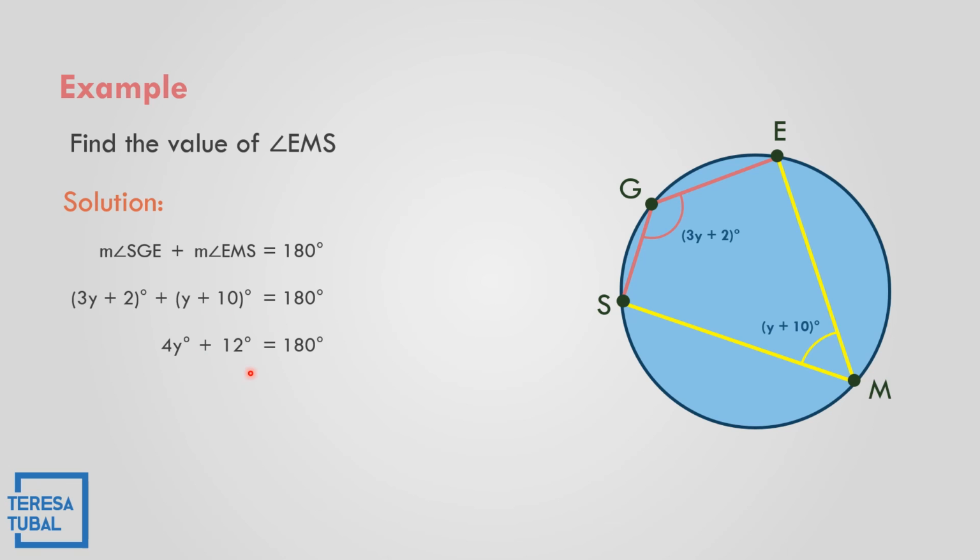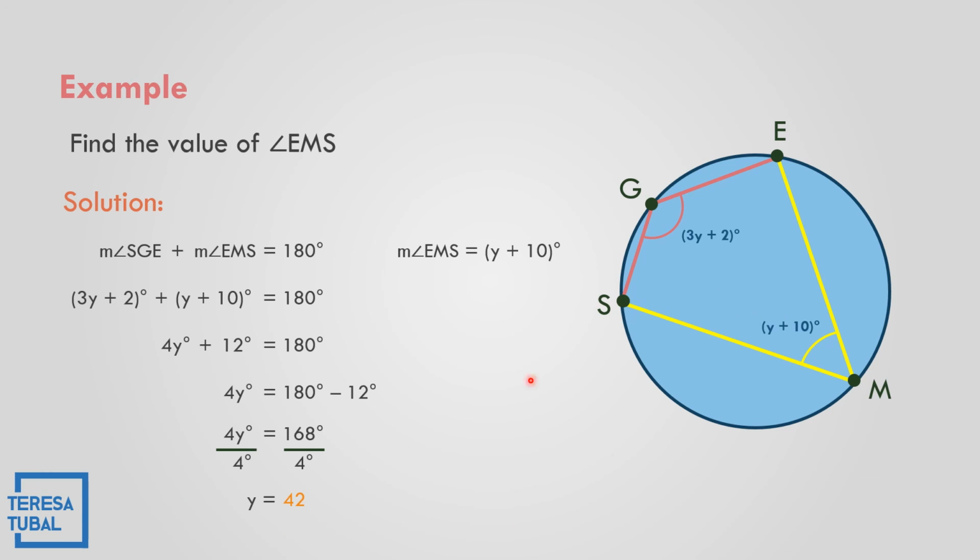So let us move the 12. So 4y degrees copy, 180 degrees copy, positive 12. Change the sign, that becomes negative 12. Copy 4y degrees, 180 degrees minus 12 degrees is equal to 168 degrees. So let us solve for y. Divide both sides by 4 degrees to solve for y. 4y degrees divided by 4 degrees is equal to y, while 168 degrees divided by 4 degrees is equal to 42. So we have the value of y that is equal to 42.